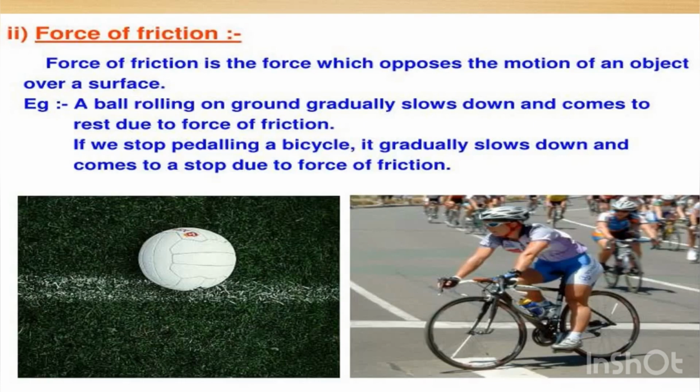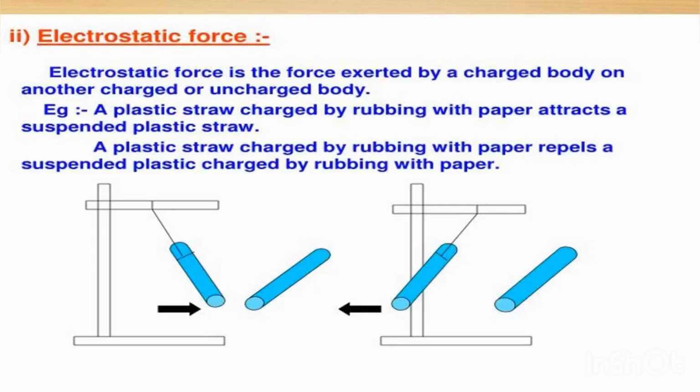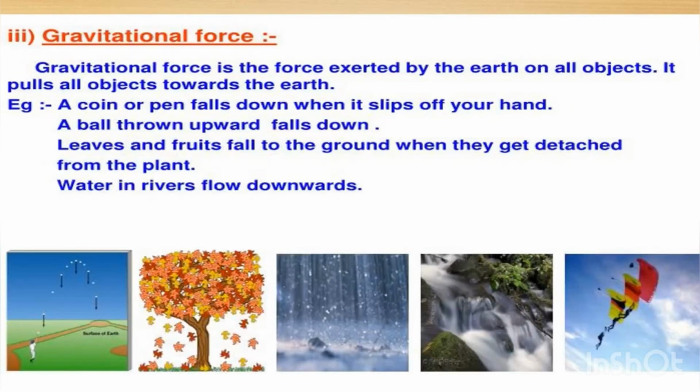Now, what about non-contact forces? Magnetic force: a magnet attracts magnetic substances and repels or does not attract a non-magnetic substance. Electrostatic force is the force exerted by a charged body on another charged or uncharged body. Gravitational force is the force exerted by Earth on all objects. Earth pulls all objects towards itself. So these do not need a contact to be there.